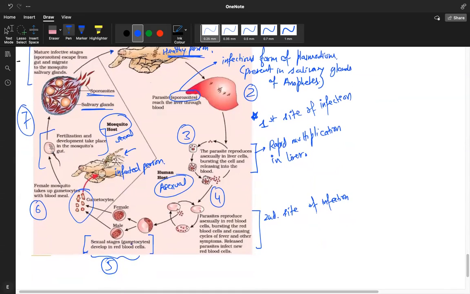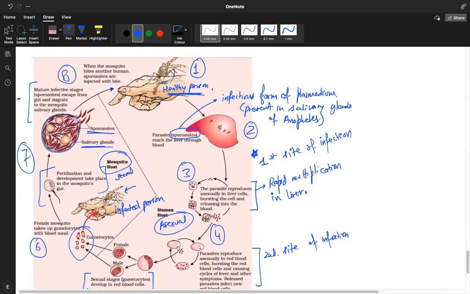So the sexual stages, gametocytes, develop in the RBCs. They develop in the human and enter the mosquito to do sexual reproduction. Then sporozoites are developed in the mosquito but enter the human to cause infection. Is it clear? That's why this kind of life cycle is known as dihost, like two hosts are important to complete the life cycle. Otherwise, it will not work.